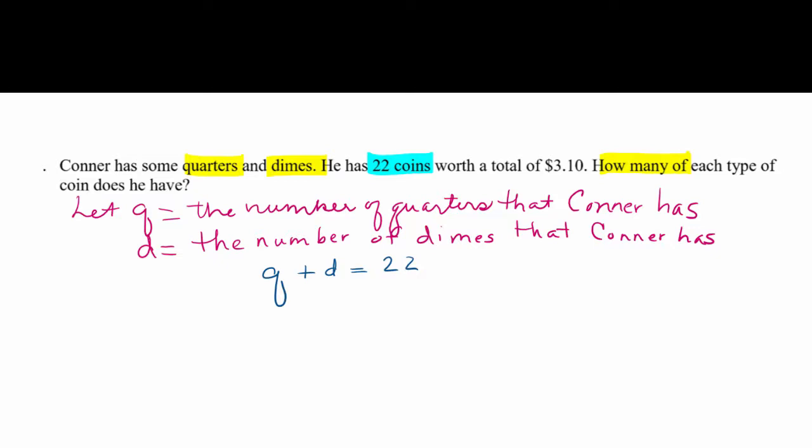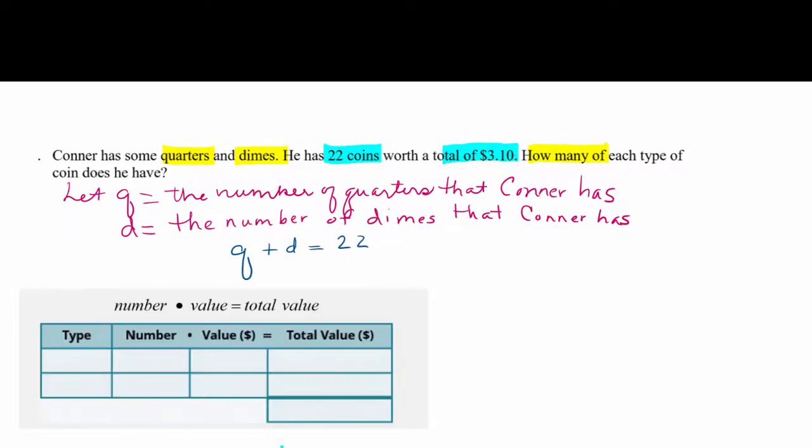For the second equation, we need to talk about how much money, the value of all those coins. So a table might be helpful. So let's bring in our table. So we've got, again, the coin types are quarters and dimes, and we're letting Q represent the number of quarters and D represent the number of dimes, the value of each quarter. Now I notice it does say dollars here, but to make life easier so that we don't have to deal with too many decimals, let's talk about these being in cents.